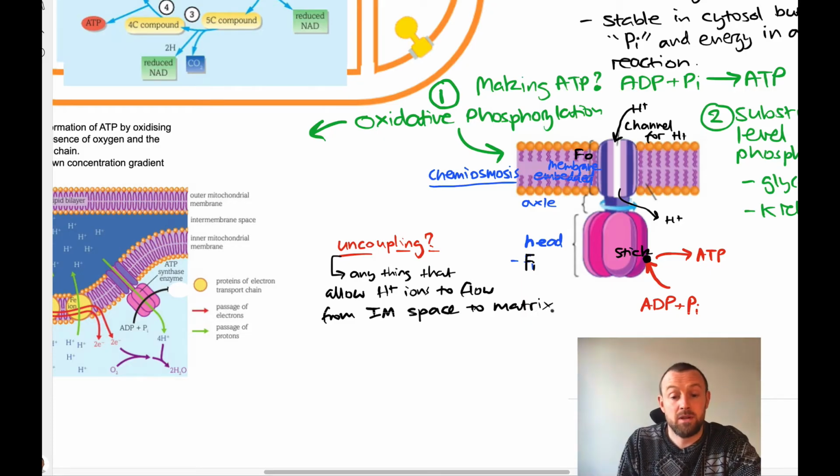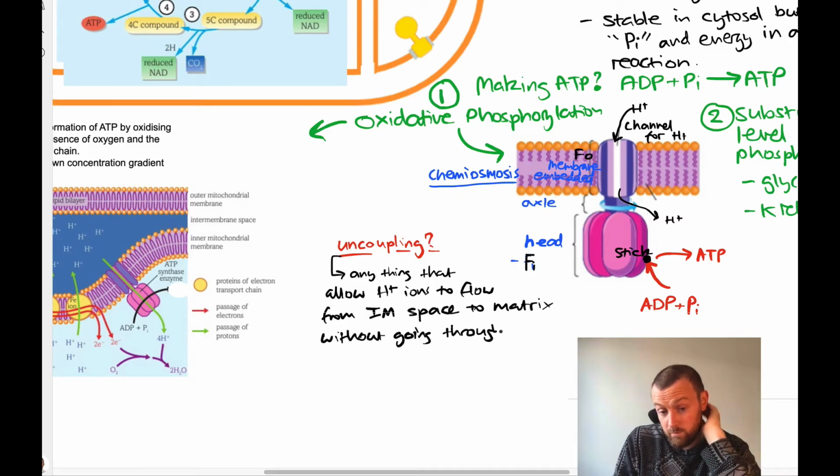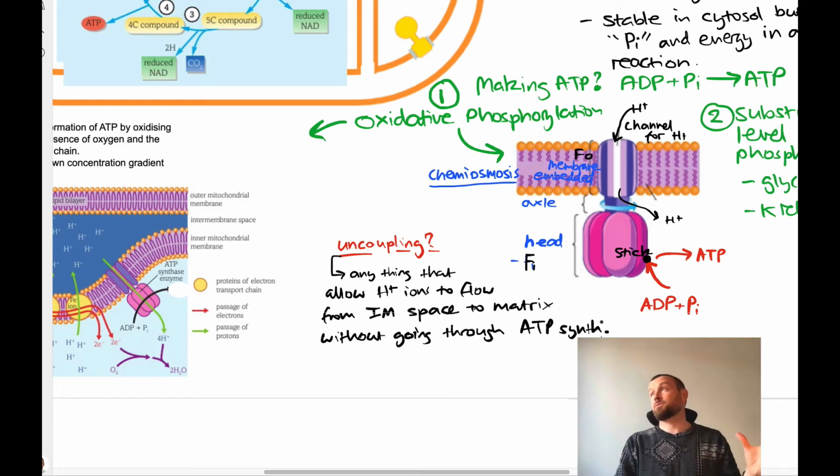From intermembrane space to the matrix without going through ATP synthase. Now this wastes energy, and it wastes energy in the form of heat. So it means that instead of converting all that reduced NAD and reduced FAD into ATP, you basically convert reduced NAD and reduced FAD into heat energy.